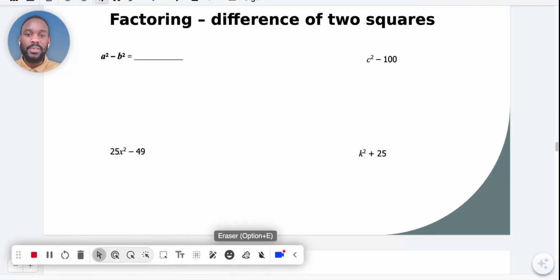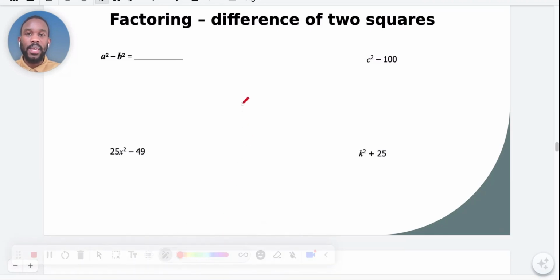For example, let me give you some of the perfect squares we have. Maybe 1, let me change my color to blue. 1, the square root of 1 is 1. 4, square root of 4 is 2. 9, the square root of 9 is 3. These are squares, perfect squares.